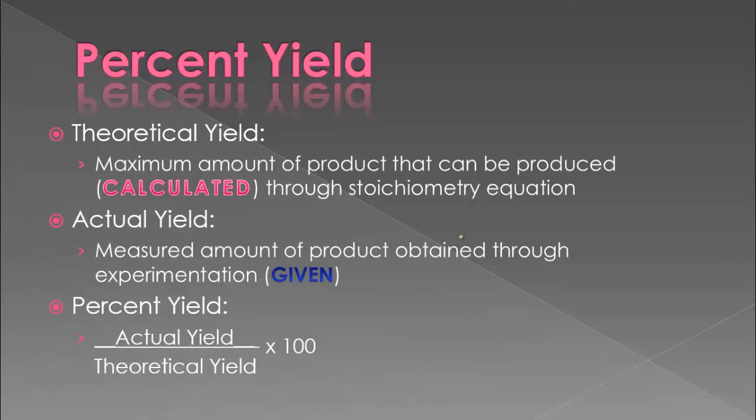The other number you're going to need is an actual yield. This actual yield is a measured amount of product obtained through experimentation. Since we're not going to have you do every experiment to get your numbers, this is usually given on your worksheet. So this will be a number that is given to you.